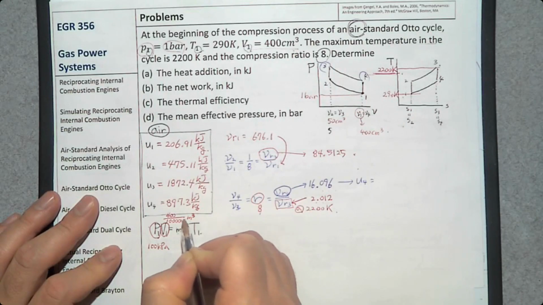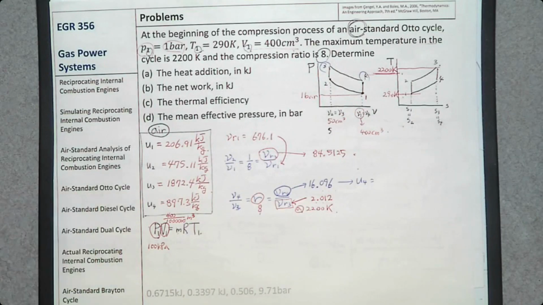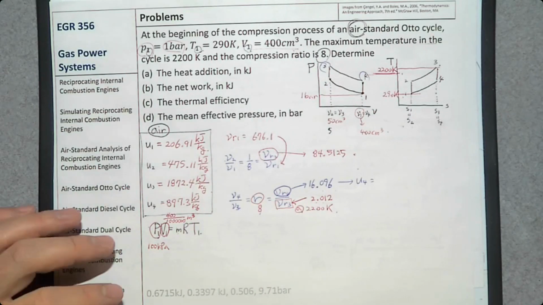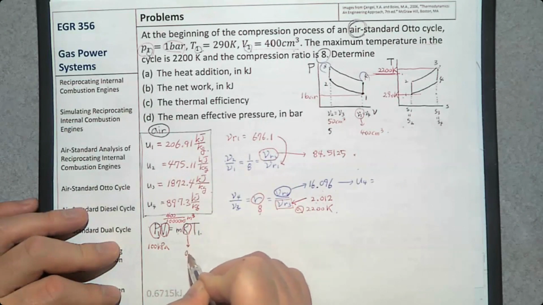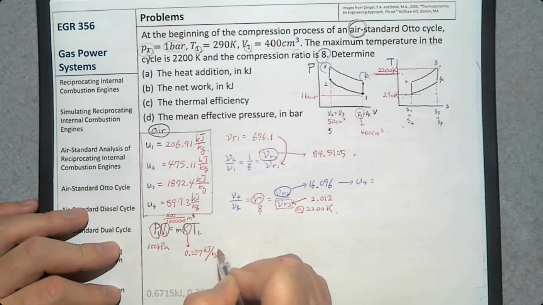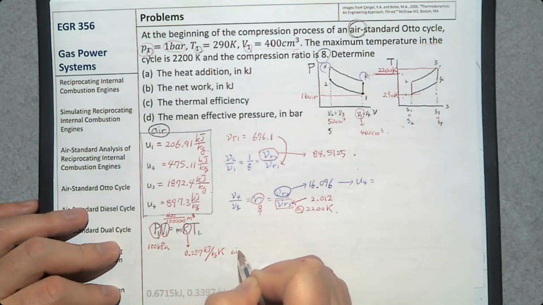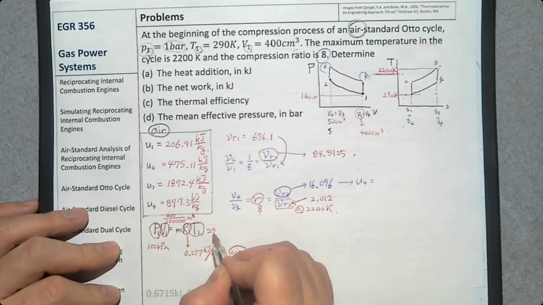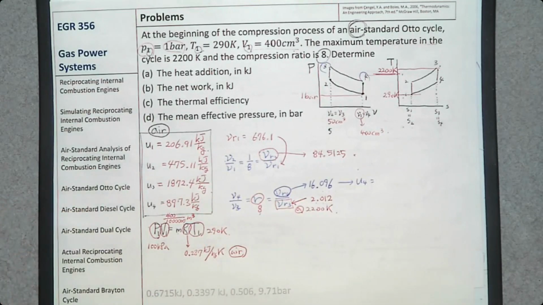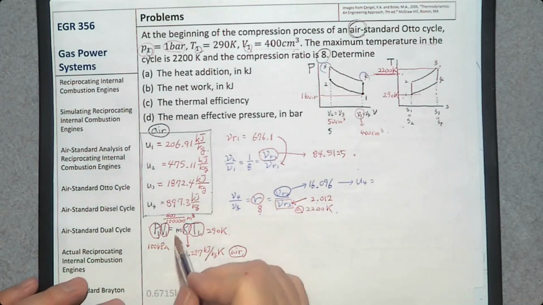No, 1 million, right? Yeah. And gas constant R is going to be 0.287 kilojoule per kilogram Kelvin. This is for air. And temperature T is 290 Kelvin. So we have everything. Can you determine the mass?